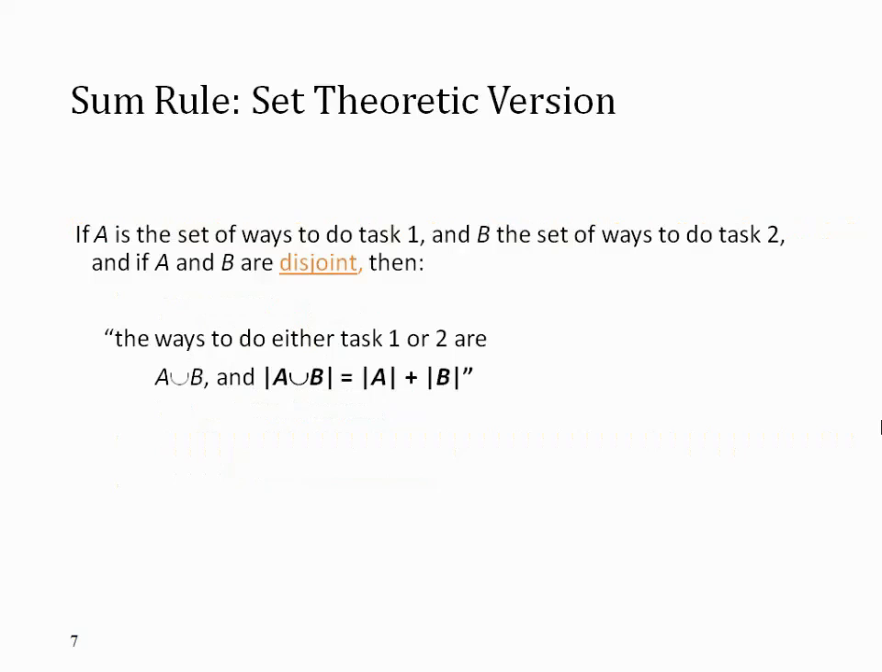If A is the set of ways to do task 1 and B is the set of ways to do task 2, and if A and B are disjoint, meaning completely independent, then the ways to do either task 1 or task 2 is A union B, that is, the cardinality of A plus the cardinality of B.